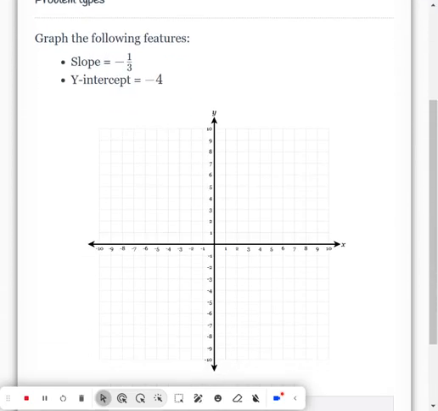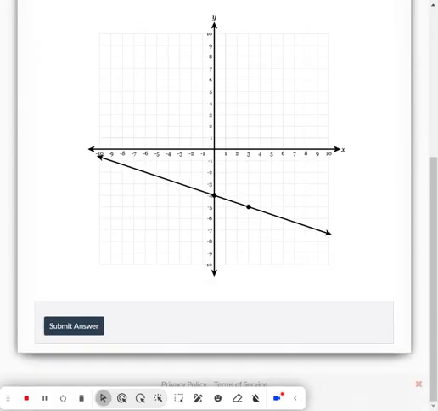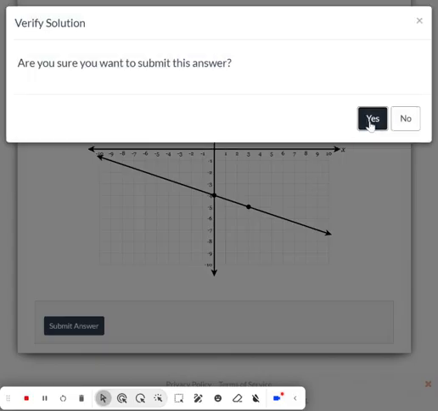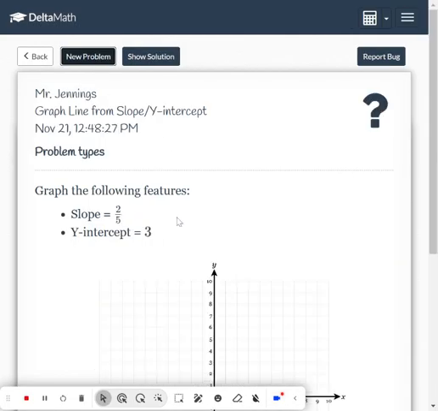Slope is -1/3 and y-intercept is -4. So we're interested in this line: y is equal to -1/3 x minus 4. First I graph the y-intercept, which is -4, and then I do the slope. X increases by 3, y decreases by 1. X increases by 3, y decreases by 1. There we go. That's the slope -1/3. Notice it's like a green circle. You could ski down that away from the origin. Let's keep going.